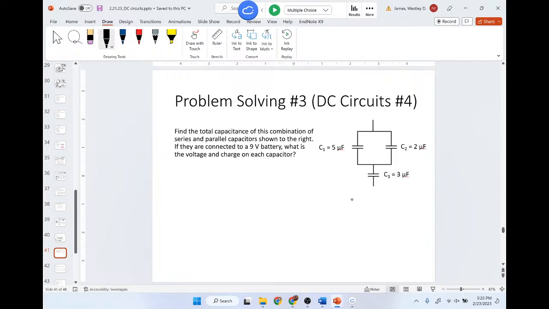Something I do want to note that I haven't really mentioned: in a circuit with capacitors, the current will be 0. Because once these capacitors are charged, if the current wasn't 0, that would mean they keep charging. So the current goes from 0 and builds up and charges them, but at some point the current stops because they're completely charged. That's why you're never going to solve for current in a problem like this.